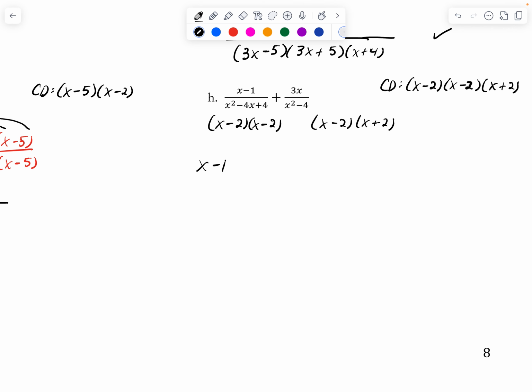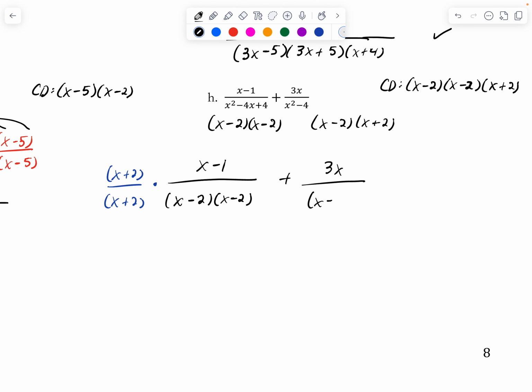Okay, so copying this down, I'm going to multiply the one on the left by x plus 2 on the top and bottom. And then the one on the right is going to need another x minus 2.